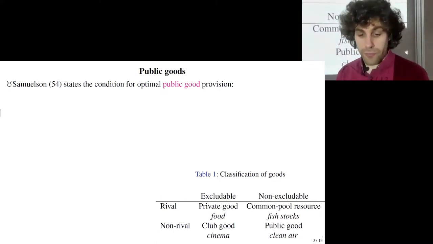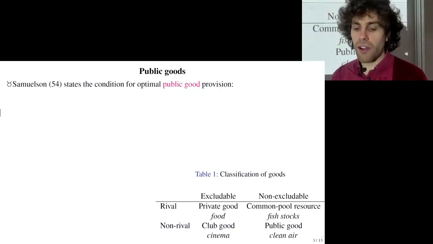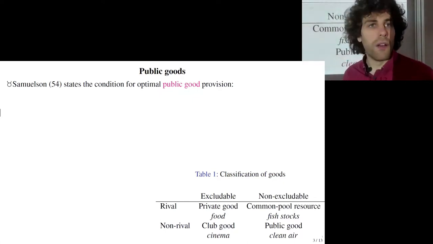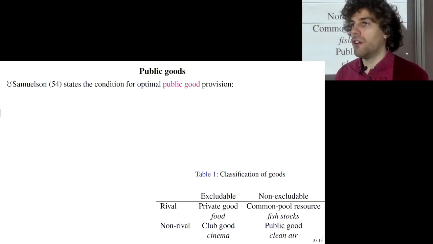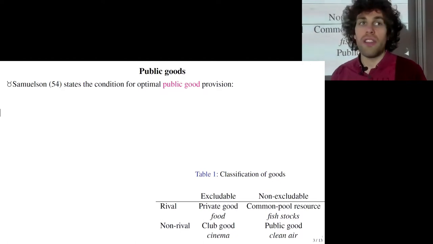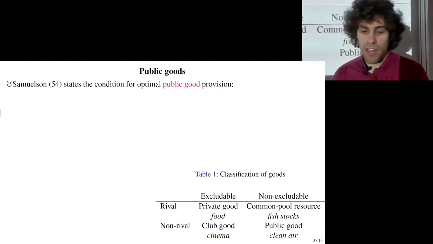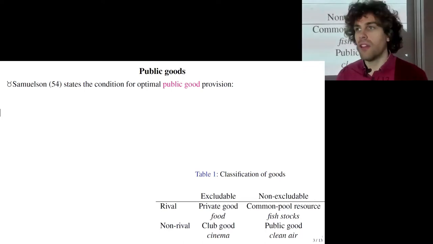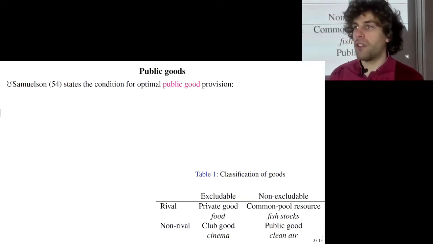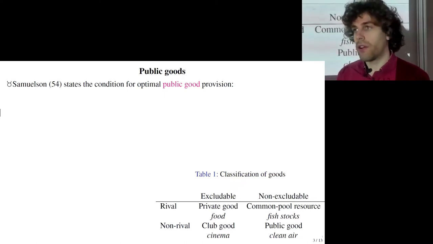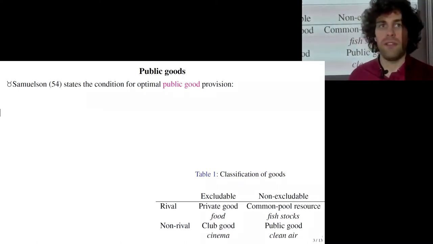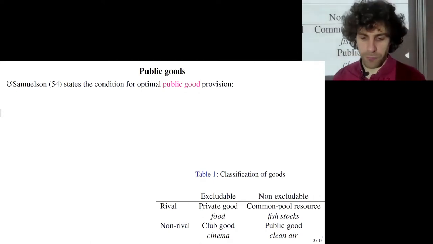Then there are excludable goods that are non-rival, like going to the cinema, to a theater, daycare centers, things like that. There is a physical barrier to access, in the sense that you have to pay to enter, so there is a mechanism to prevent anyone from just grabbing the good. But it is non-rival in the sense that me going to the theater doesn't prevent you from going to the theater as well, at least to a certain extent, because if it's full, then it becomes a bit rival.